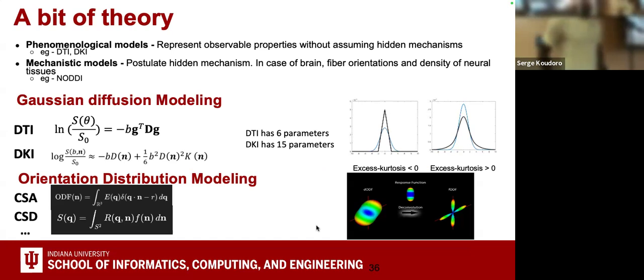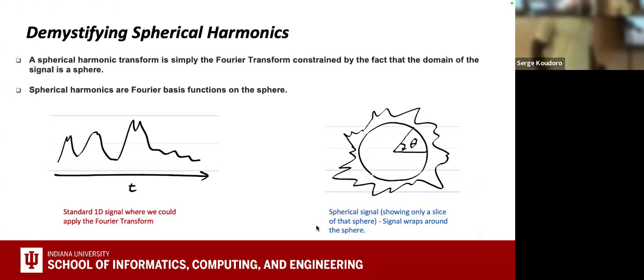So I talk about the spherical function and the spherical harmonic, but when you are not familiar with the field, when I was a student, you always say, but what is a spherical harmonic? So let's demystify what a spherical harmonic is. A spherical harmonic is simply a Fourier transform that you apply where you apply the signal on a different domain.